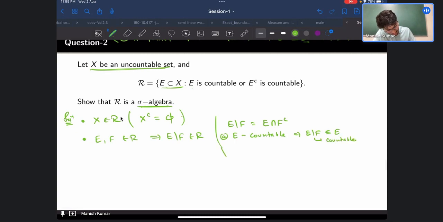Okay. Now consider the second case when E complement is countable, and F. So F you assume to be countable.